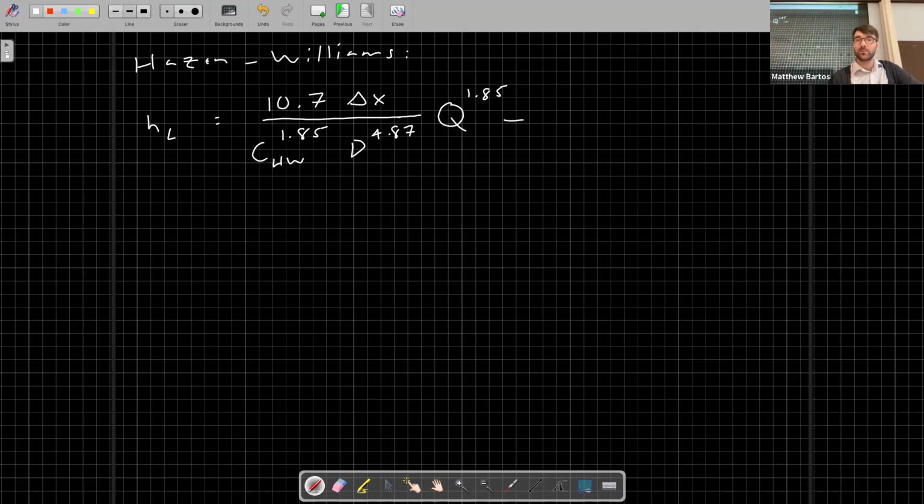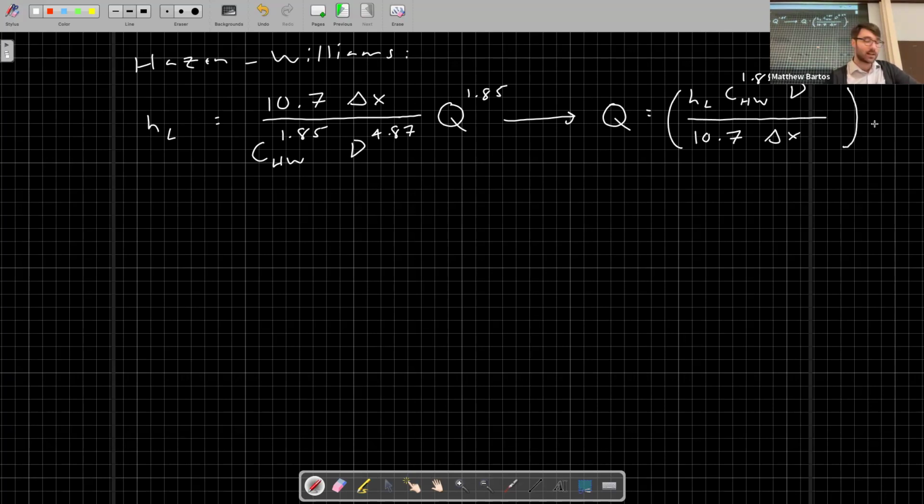And we can rearrange this for the discharge just like we did last time. So the discharge will be equal to the quantity head loss times the Hazen-Williams coefficient to the 1.85 power times the diameter to the 4.87 power, divided by 10.7 divided by the length of the pipe delta X. And then we take this entire thing and we raise it to the 0.54 power. Oh, sorry, that was not written very neatly here. 0.54, so that's 1 divided by 1.85.